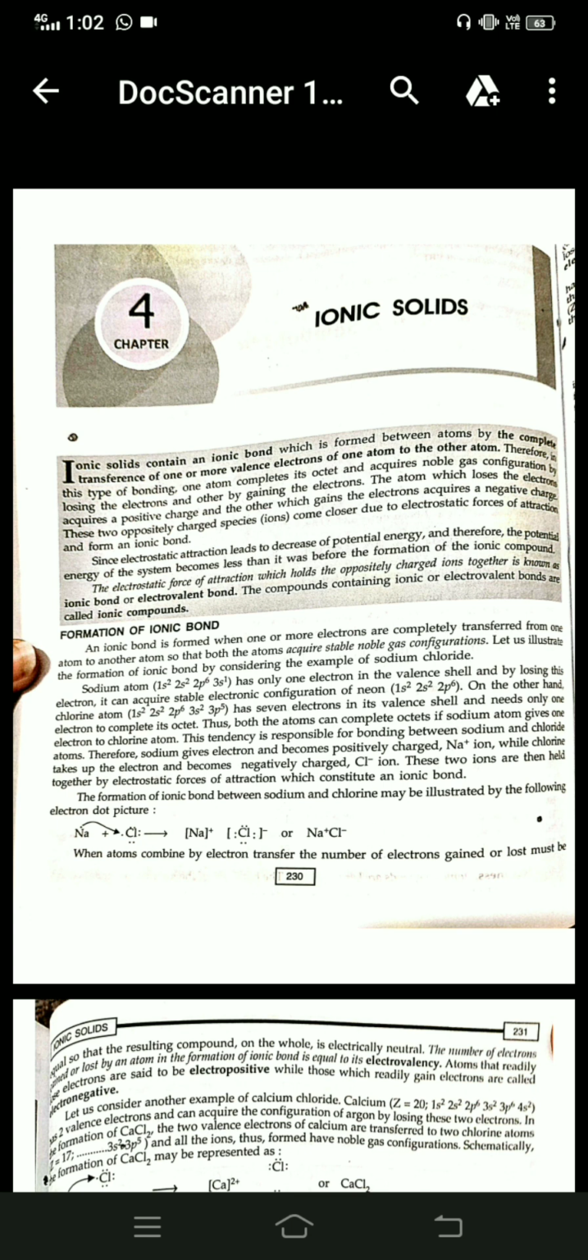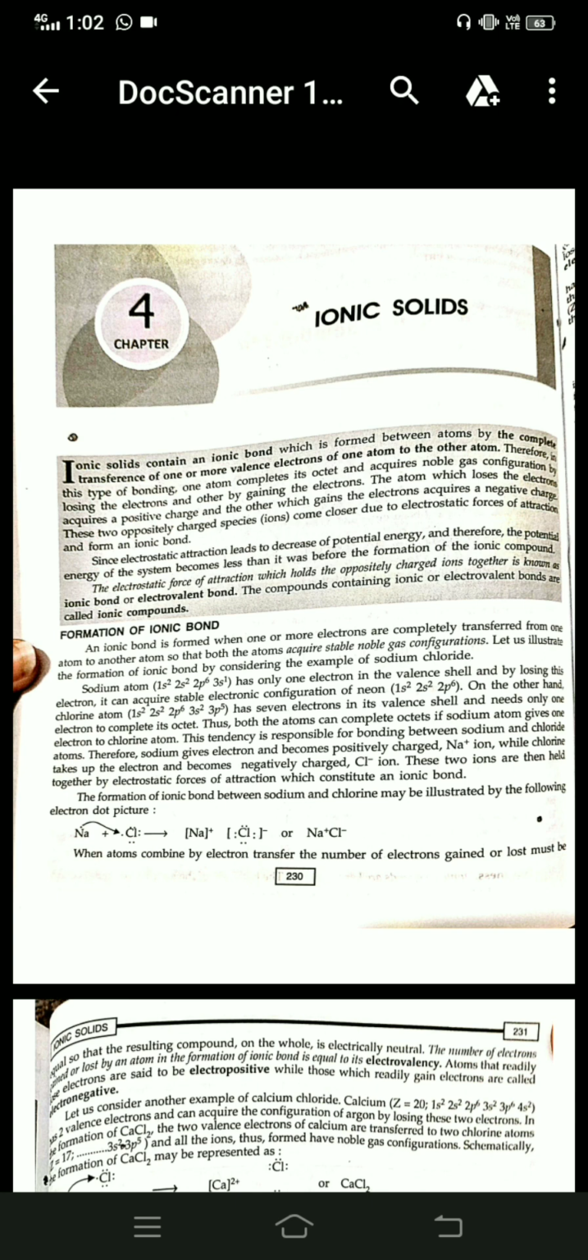These two oppositely charged species come closer due to electrostatic forces of attraction and form an ionic bond. Since electrostatic attraction leads to a decrease of potential energy, the potential energy of the system becomes less than it was before the formation of the ionic compound. The electrostatic force of attraction which holds the oppositely charged ions together is known as ionic bond or electrovalent bond. The compounds containing ionic or electrovalent bonds are called ionic compounds.